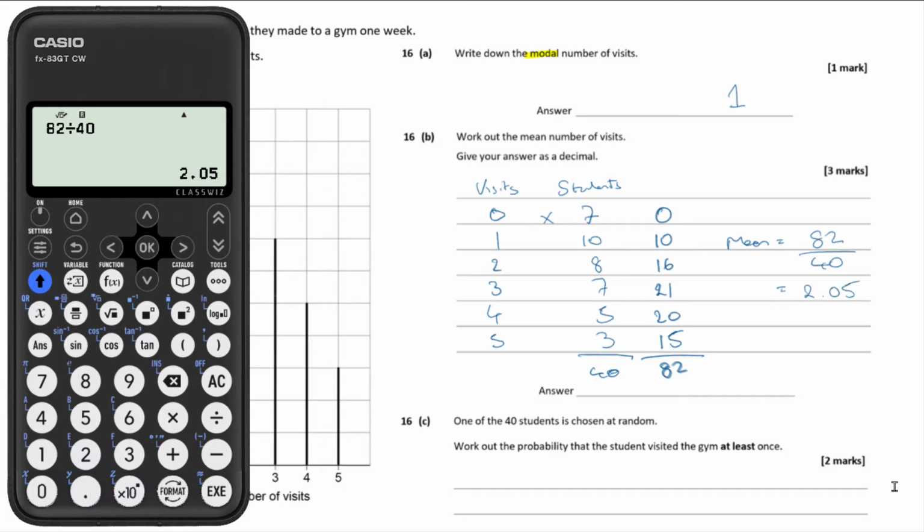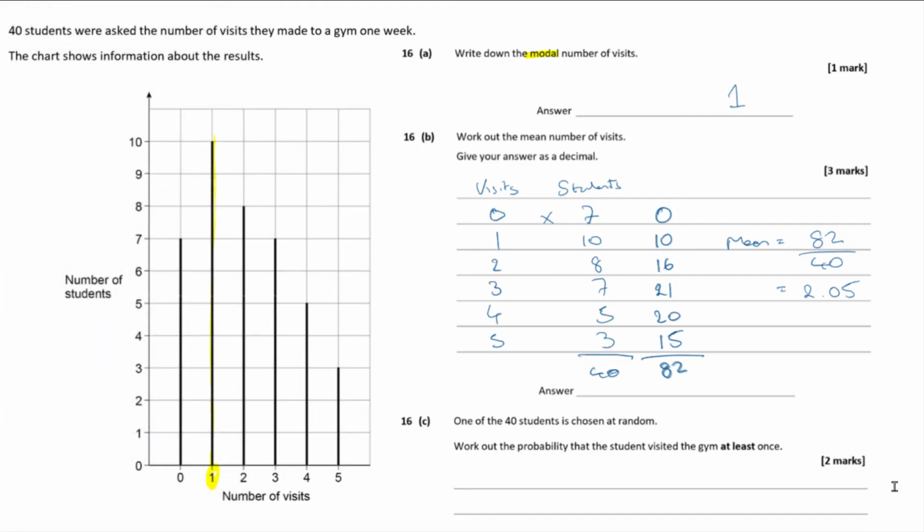2.05. And part C says one of the 40 students is chosen at random. Work out the probability that the student visited the gym at least once. Right, at least once is everybody apart from 0, isn't it? So how many people did it at least once?